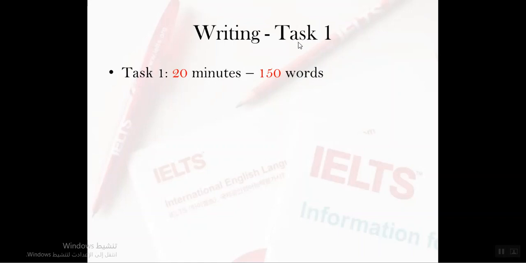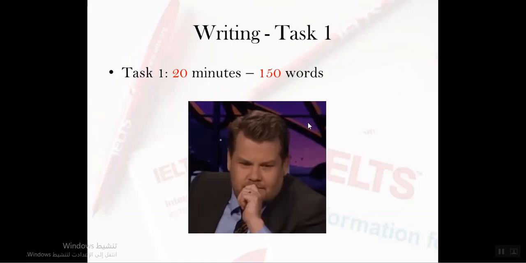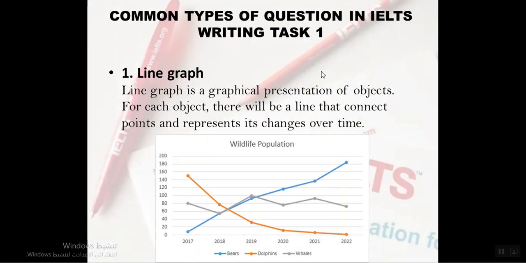Okay, now before we learn how to answer the questions of task 1, let's see what types of questions you're going to see in task 1. Number 1 is the line graph. A line graph looks like this. It is a graphical presentation of objects. For each object there will be a line that connects points and represents its change over time.